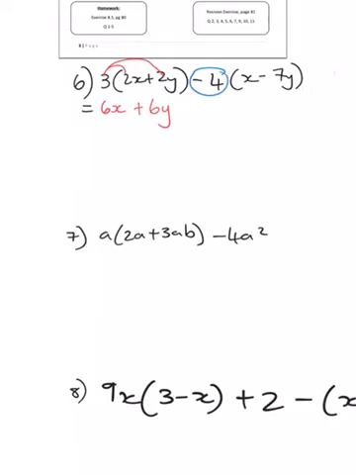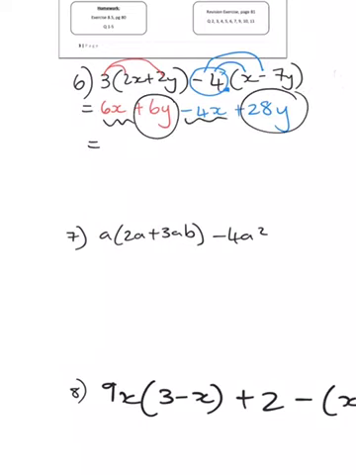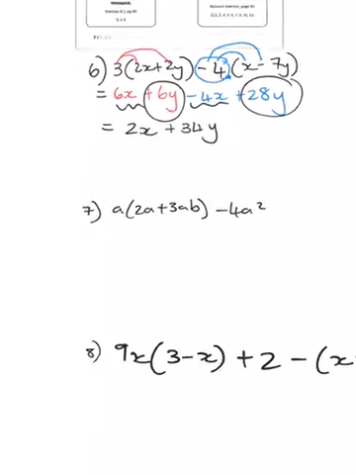Then we have negative 4 touching the bracket directly. So when it touches the bracket directly, the multiplication is implied. So negative 4 times positive 1x is negative 4x. Negative 4 times negative 7 is going to be positive 28y. And then you're going to group your like terms. So 6x minus 4x is 2x. 6 plus 28 is going to be 34y. Right, and that's where we leave it.